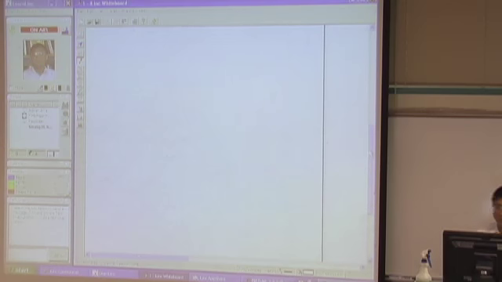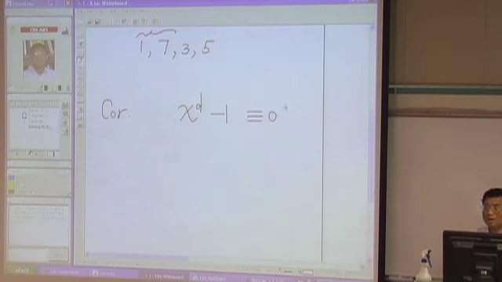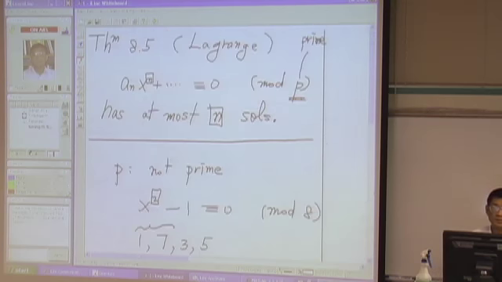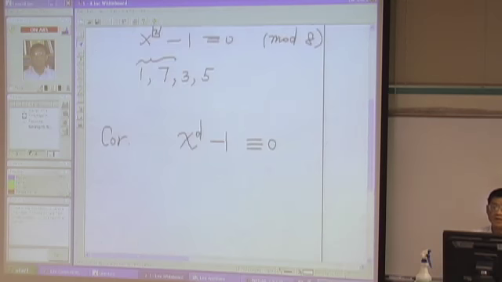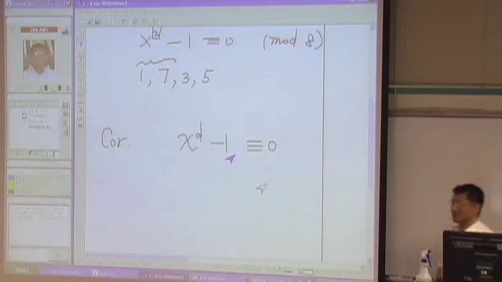Then the next thing that I want to do is develop a small corollary to the Lagrange theorem. It says this: assume that we have a specific equation. The Lagrange theorem is for a pretty general equation, right? But assume that we have a specific equation like this, mod P, where P is prime.